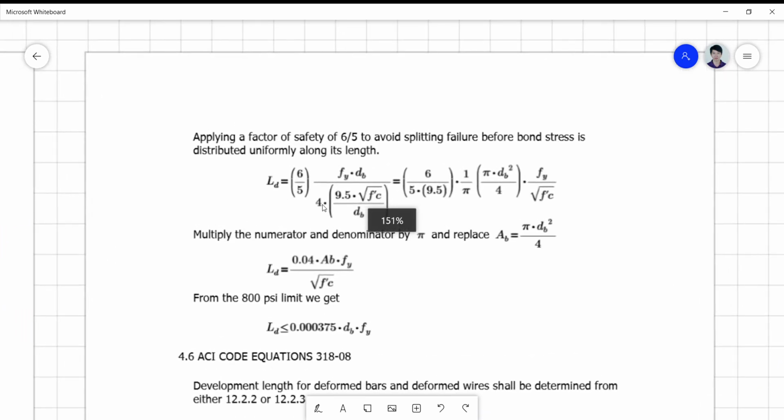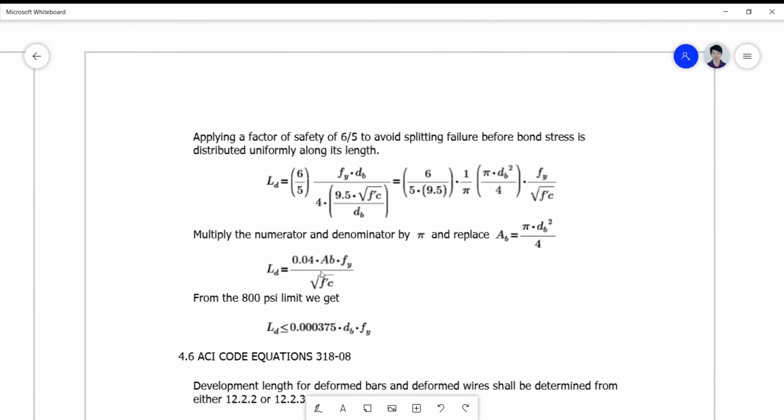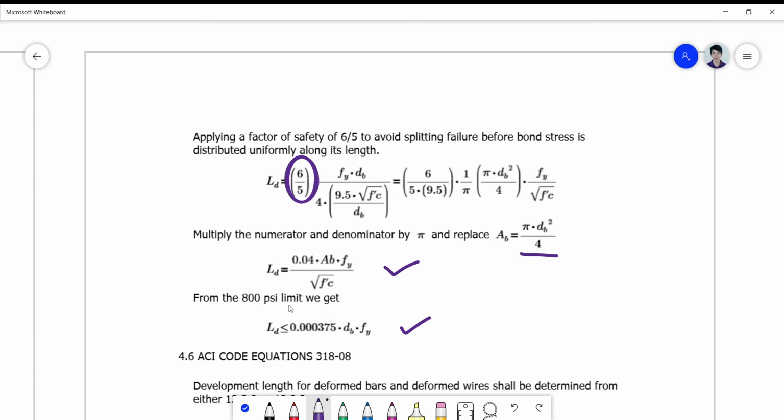So this is what happens to the formula, okay? So this is just a factor of safety, okay, applied to the formula a while ago. And then some manipulations and some substitution on the area will give you this very basic one. Okay, so this is all you need to think about, it is very easy. 0.04 AbFy over square root of f'c. Or if the limit of 800 psi is placed, it's simply 0.0004. Okay, you can approximate this as 0.0004 dbFy. Okay.